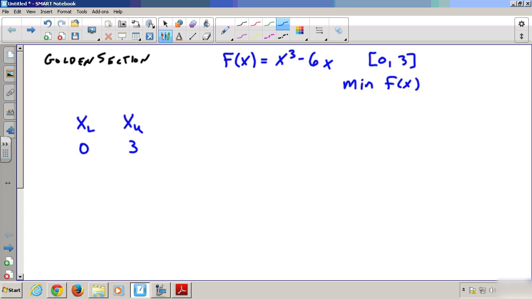Now, we've got really three equations that we need to remember for golden section. Of course, no memorization. You'll be provided these equations. The first equation defines the variable called d, and d is equal to the square root of 5 minus 1 divided by 2 multiplied by the upper bound minus the lower bound. What d essentially does is give us two more points that we're going to sample inside the range between 0 and 3.